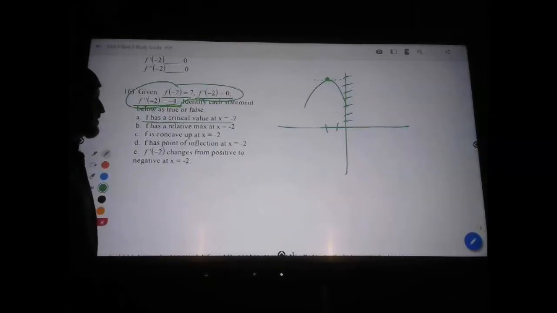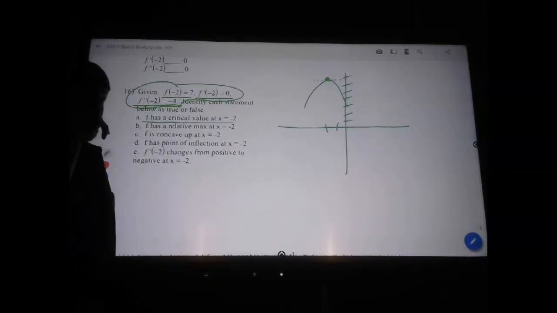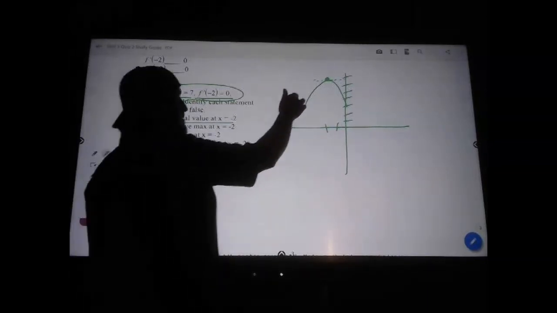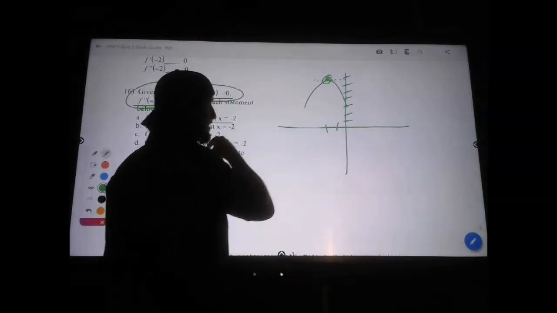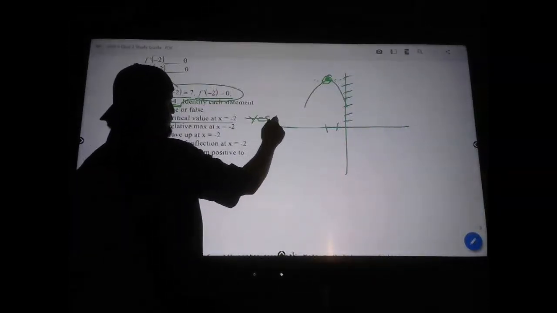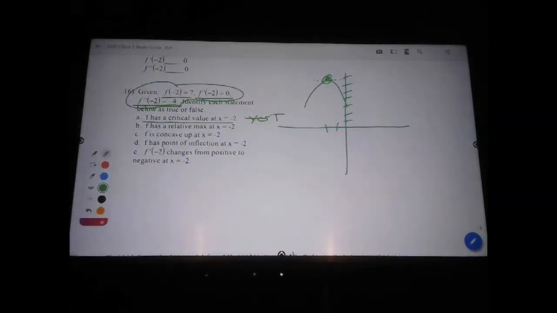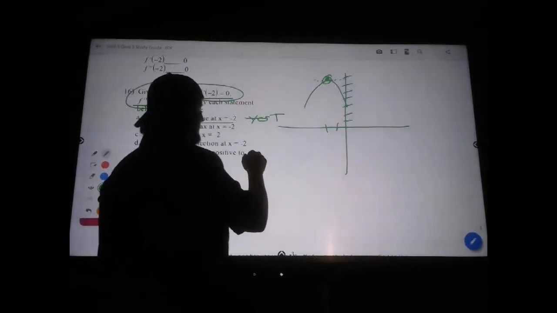A, f has a critical value at x equals -2. A critical value is when the derivative is 0 or undefined. So is the derivative 0 or undefined at that point? The answer is yes. So we would say true. B, f has a relative max at -2. Is that a relative max? True.